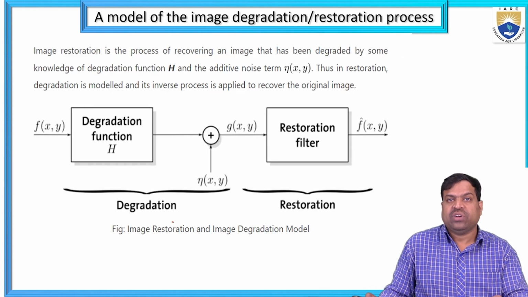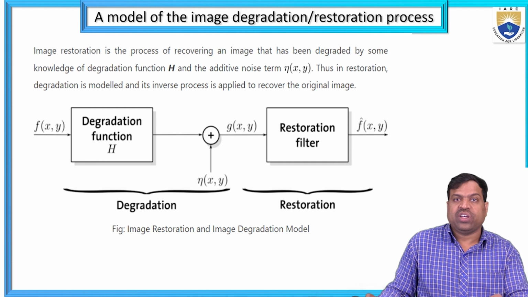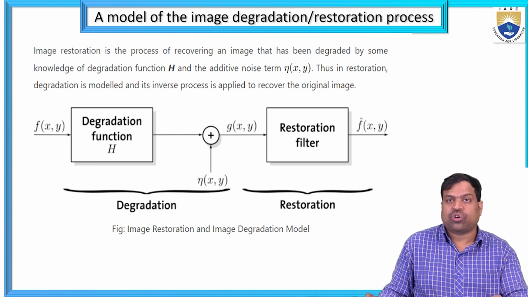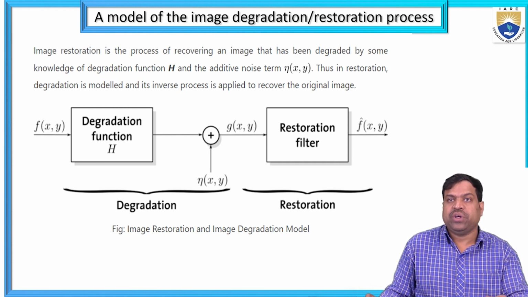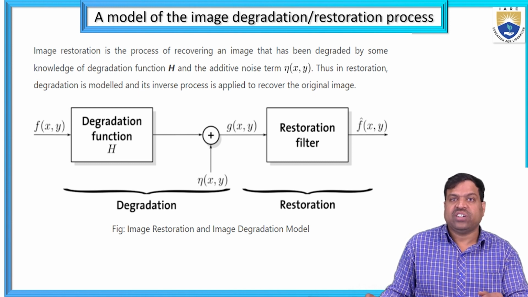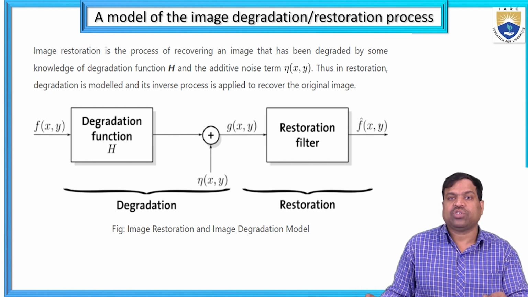So when we are going for image restoration, it is a process of recovering an image that has been degraded by some knowledge of the degradation function capital H and the additive noise term nu of x comma y. In restoration, the degradation is modeled and its inverse process is applied to recover the original image.